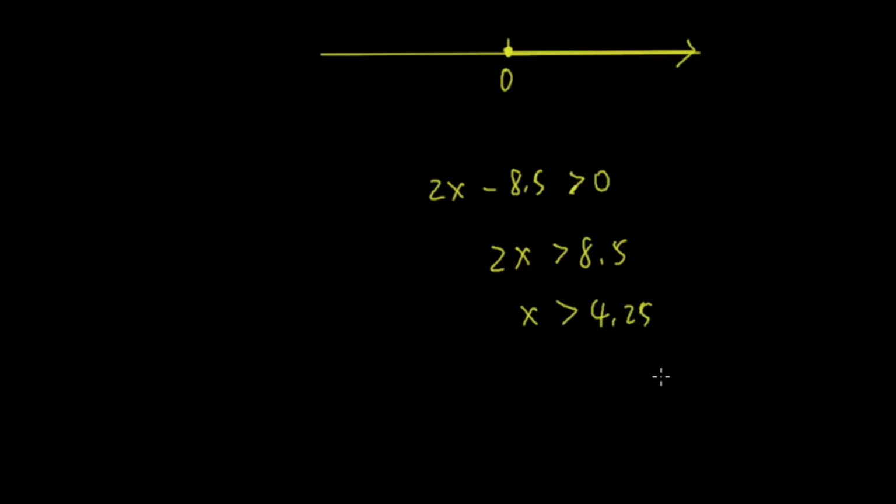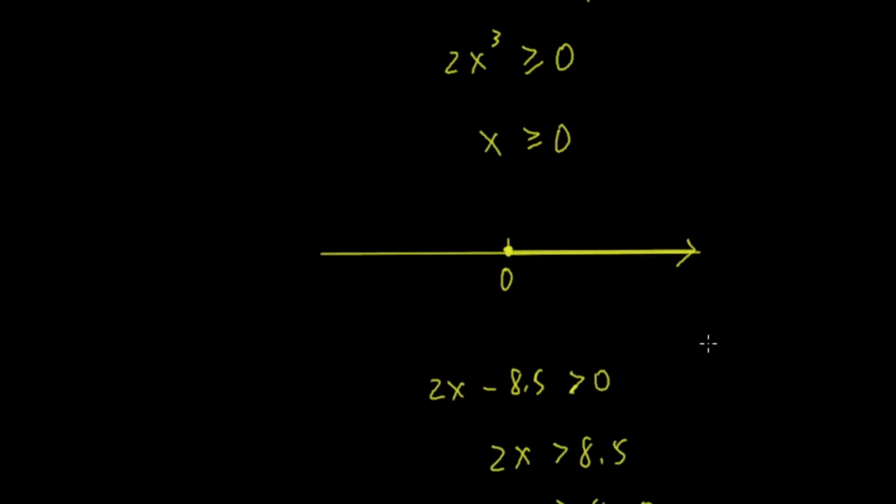Okay, I will draw a number line again. The middle is 0, right? So 4.25 is here. Now x has to be greater than 4.25. That means it does not include 4.25. So I will draw an open circle here. It doesn't include 4.25. And it's this region here.